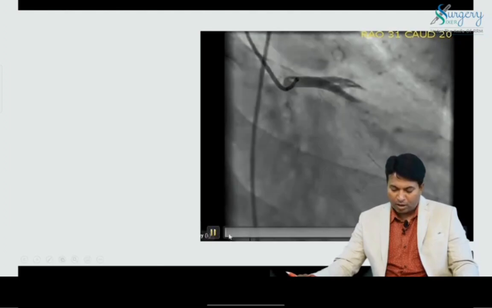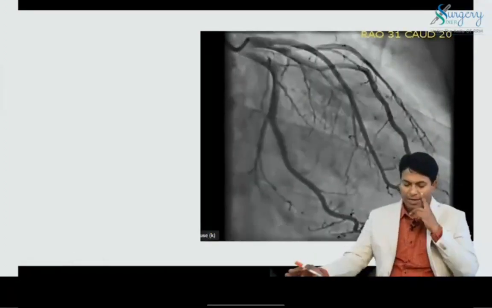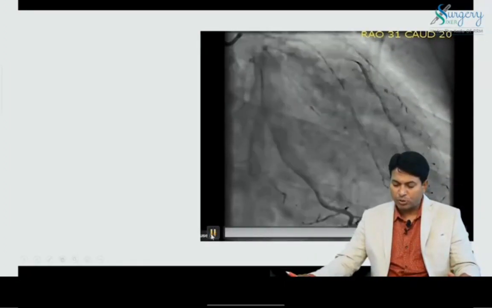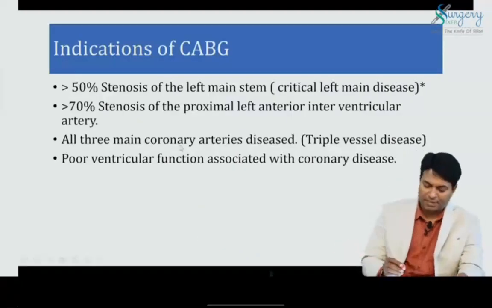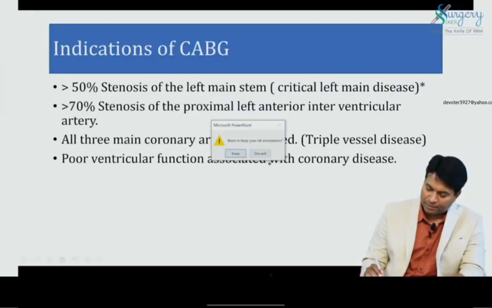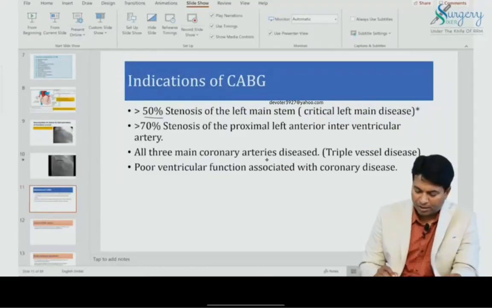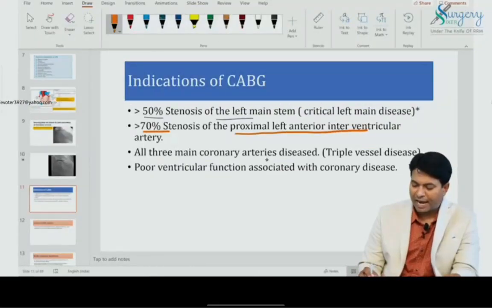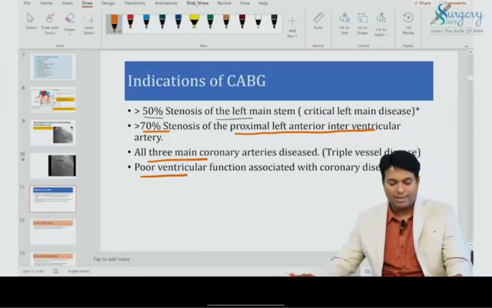How will it look normally? Normal appearance is shown here. This is a normal coronary angiography, and you can see all the vessels clearly. So the indications of CABG: more than 50% stenosis of the left main artery, more than 70% stenosis of the left anterior descending artery, three vessel disease, and poor ventricular function. In all these patients we should do CABG.